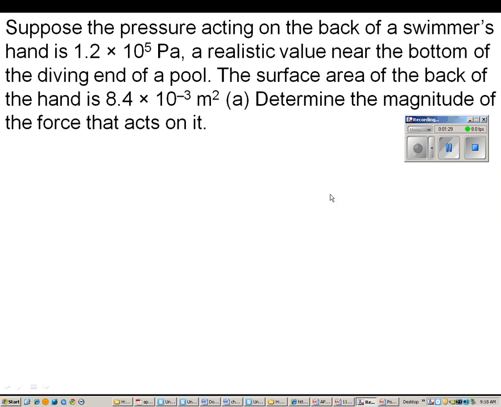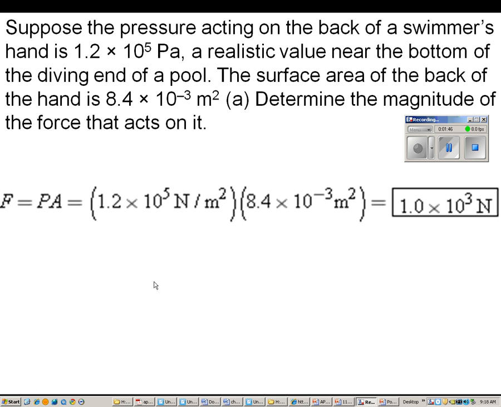So, a realistic value near the bottom of the diving end of the pool. The surface area of the back of the hand is 8.4 times 10 to the negative third meters squared. So determine the magnitude of the force that acts on the hand. So pause the video and try this problem now. Using that equation we just learned, rearranged to be force equals pressure times area, we end up with 1,000 newtons.